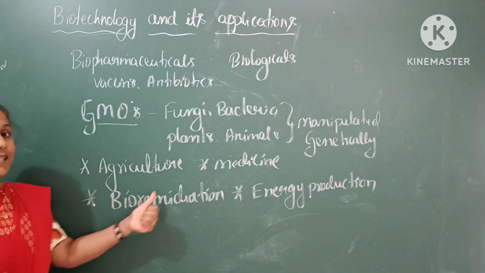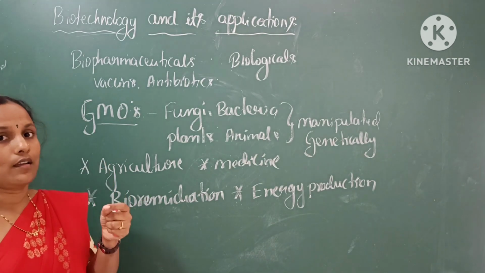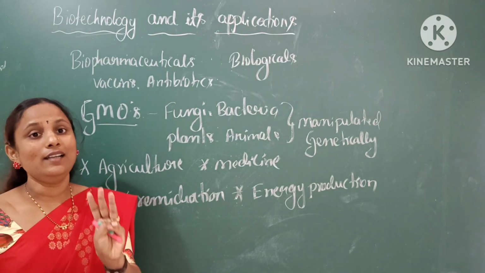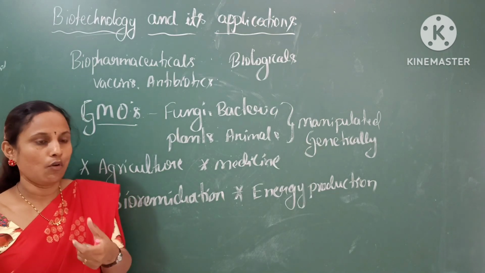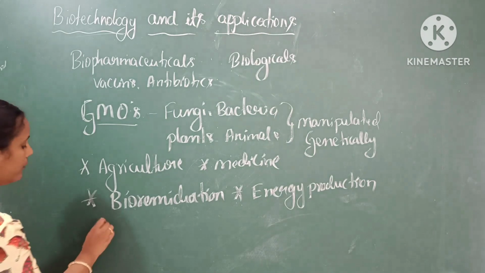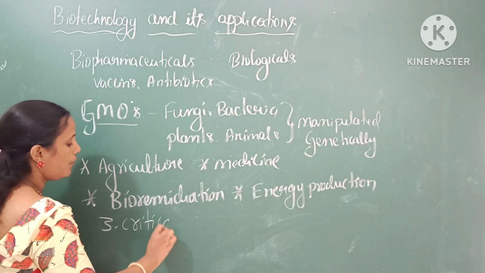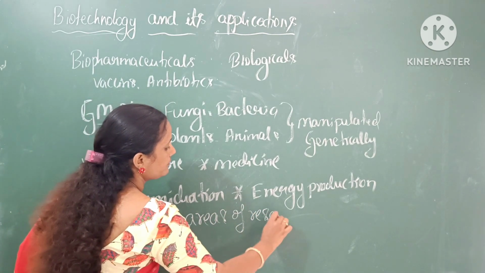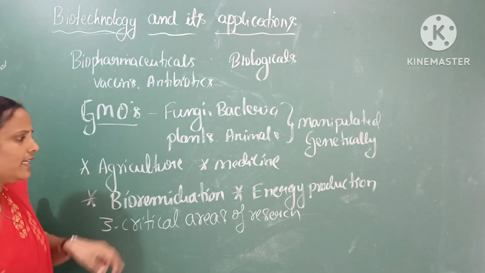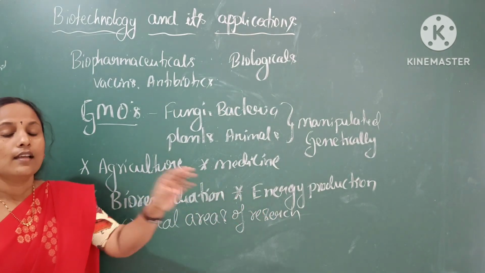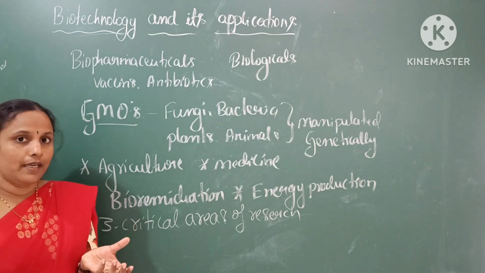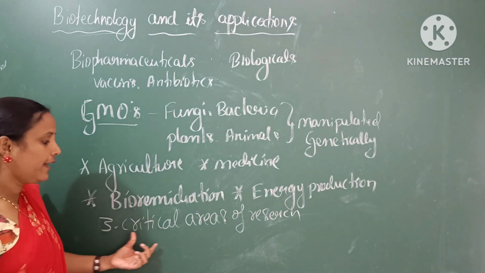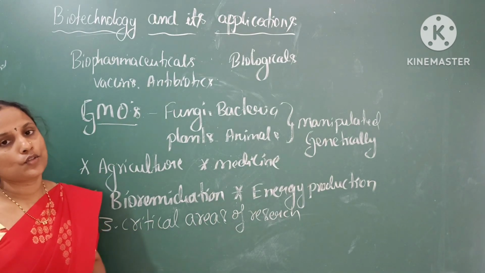And in any sector, the research work will be conducted in order to improve three important areas. These are the three critical areas of research in biotechnology. That is, in any of these sectors, the biotechnological experiments will be conducted in order to improve three areas. So, those three areas are called the three critical areas of research.